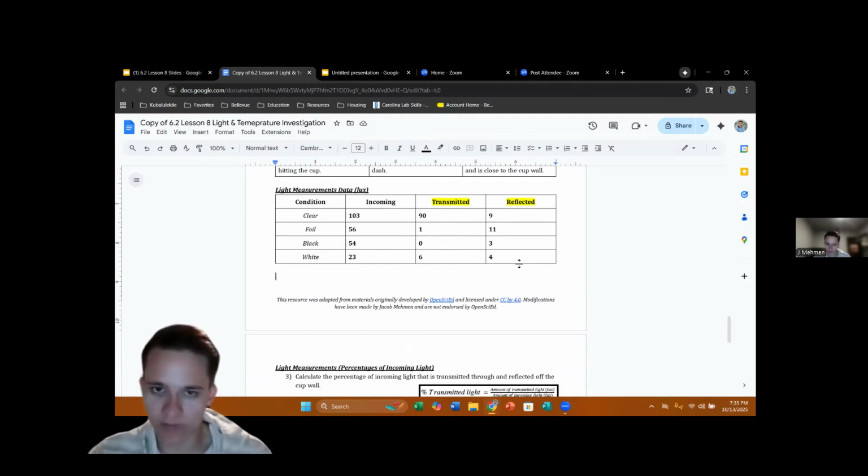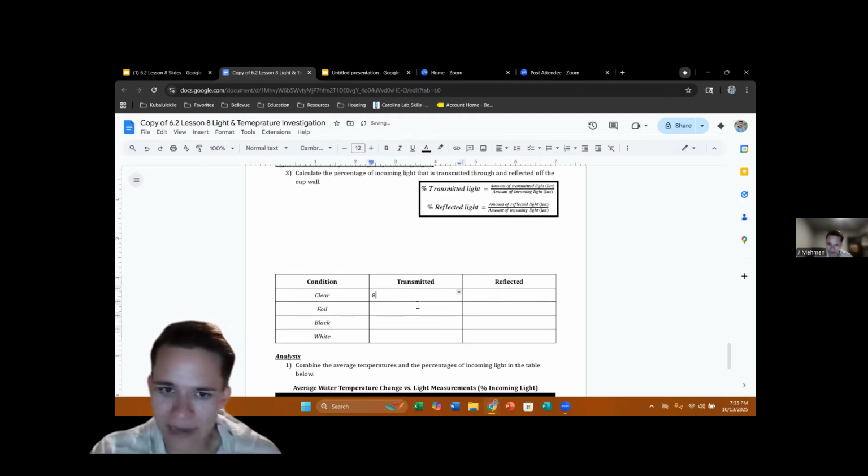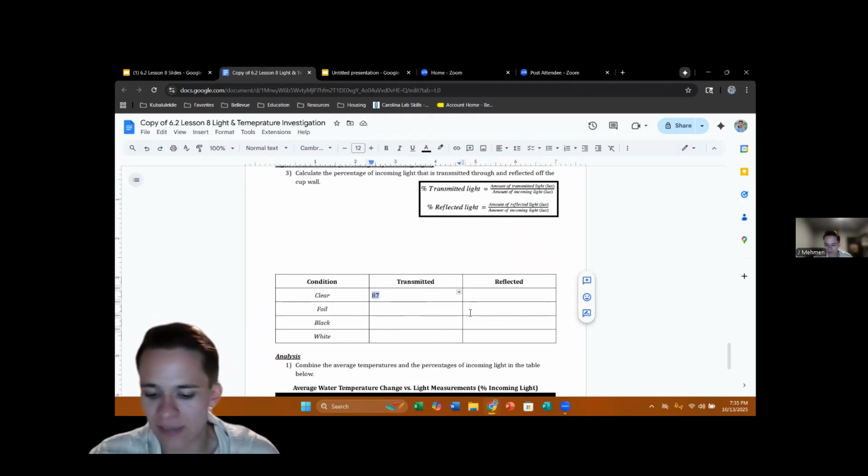I'm going to do the transmitted first for the clear. So I'm going to take 90 divided by 103, and then I'm going to times by 100. And that gives me roughly 87%. Now, if you want to round to some decimal places, it's 87.3786. You could maybe round it to 87.4, but I'm just going to round it to 87.